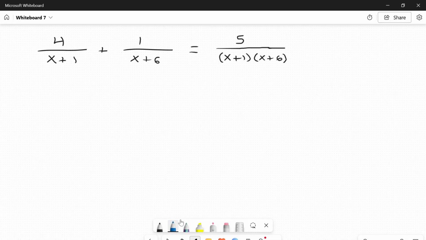And now I do want to note my domain as well. So I have an x plus 1 on bottom. If I set that equal to 0 and solve for x, I get x equals -1. And then I also have an x plus 6 on bottom. I will set that equal to 0, and then x equals -6. But really, I'm solving for what x can't equal. x can't equal -1, and x can't equal -6. Those are not part of the domain. So if I get those answers at the very end, then I'm going to reject them.